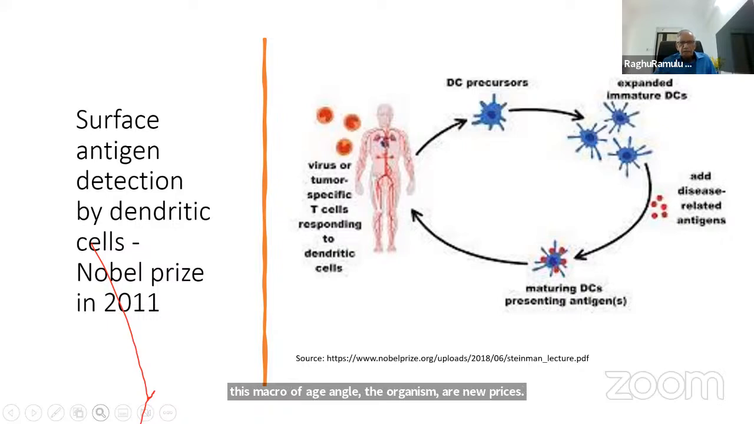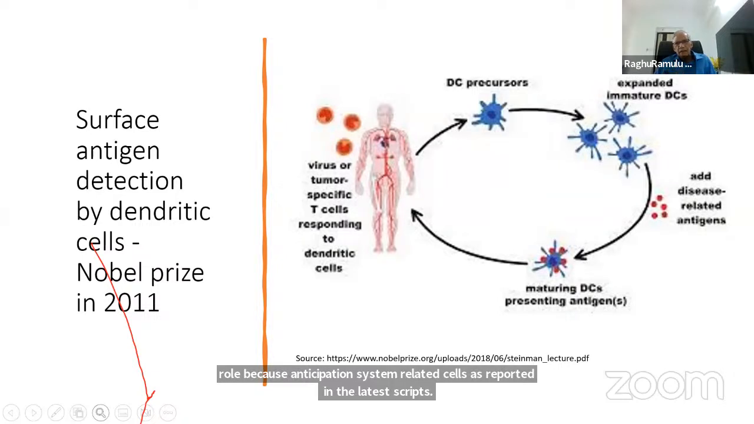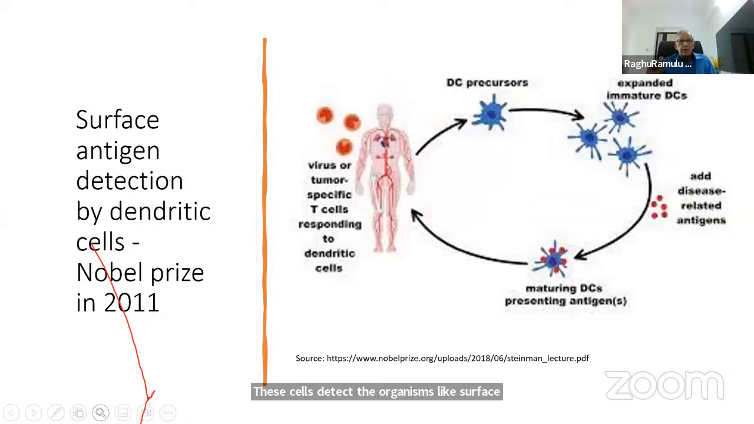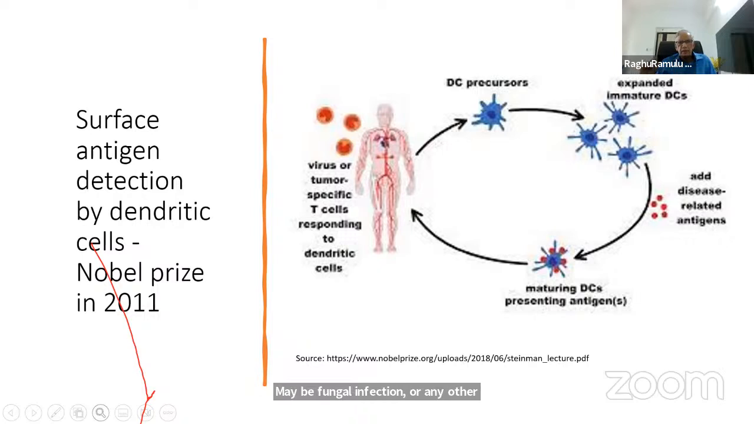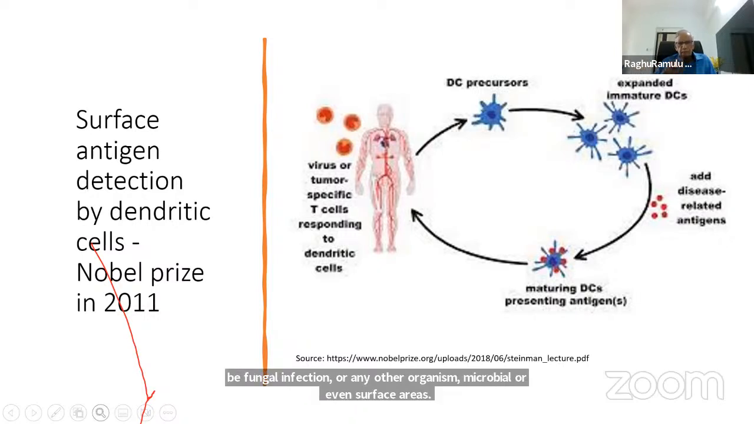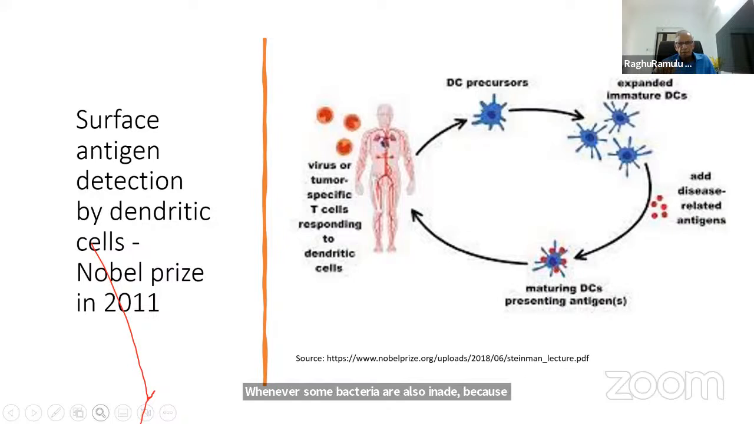So the surface antigen detection by dendritic cells also plays a key role, because dendritic cells are immunological cells or immune system related cells, as reported in the latest scripts. These cells detect the organisms like surface infections. Surface infections may be a fungal infection or any other microbial organism, or even bacteria, because minor injuries also result in bacterial invasion. So these have to be detected and communicated to the T cells, because on the surface area, there is no T cell circulation. It is only in the blood that they are there.